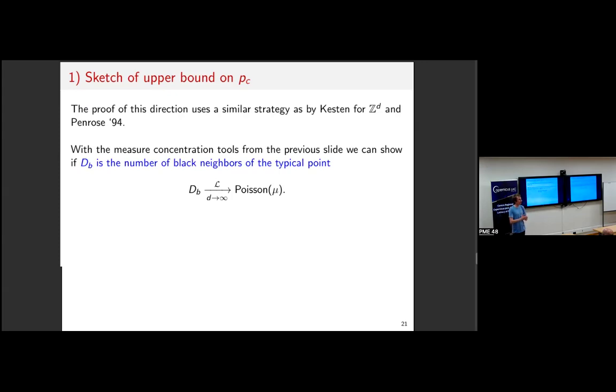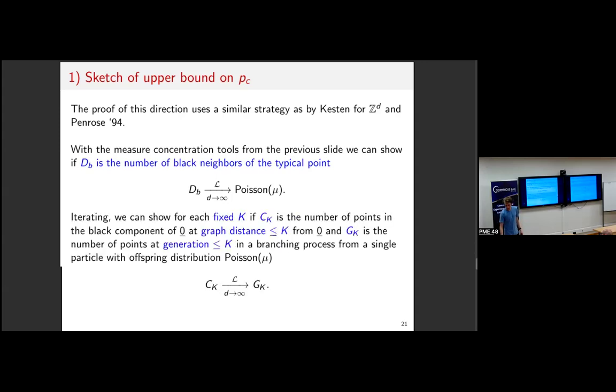Afterwards, you can also iterate this. You not only look at the neighbors of the typical point, but also at the neighbors of the neighbors and so on, and you can do this up until some fixed generation k. There you can show the same thing: if the C_k are the number of points in the Poisson-Voronoi tessellation or the Delaunay graph of the typical point, or all the black points, up until some generation k in the graph distance, and G_k is the independent analog.